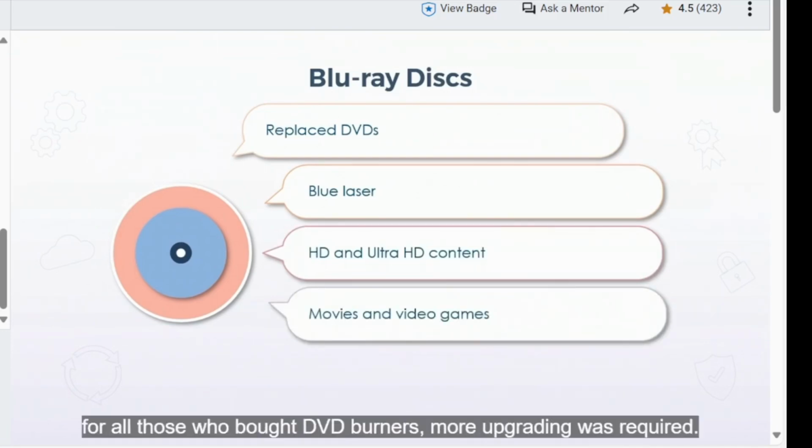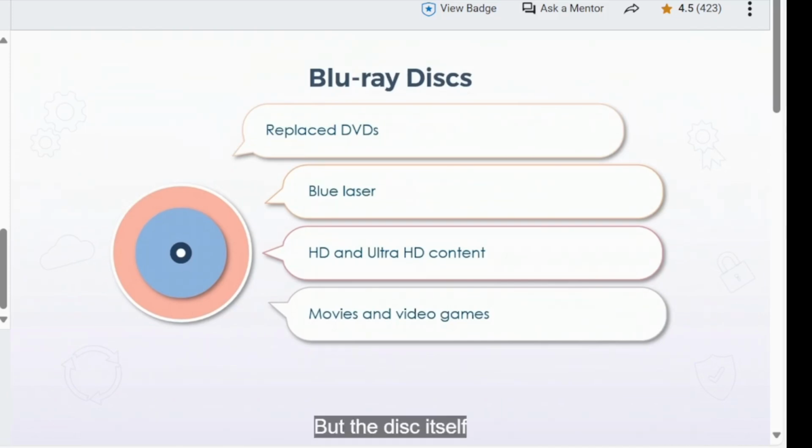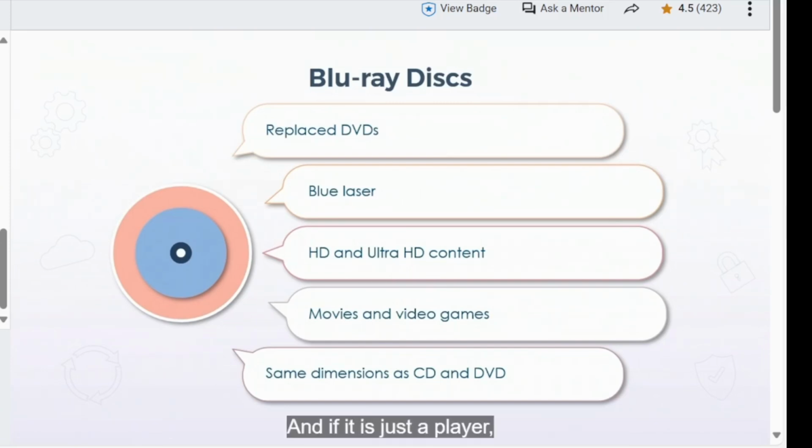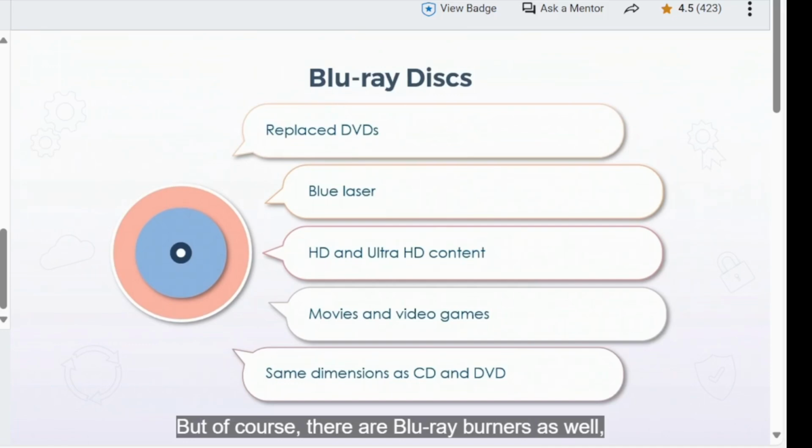Once again, though, for all those who bought DVD burners, more upgrading was required, but the disc itself was still the exact same size as both predecessors, so most Blu-ray players also include a red laser, making them backward compatible with DVDs and CDs, but that would be dependent on the manufacturer. And if it is just a player, in other words, not a burner, then of course you can read from all, but you can't write to any formats. But of course there are Blu-ray burners as well, but many of us likely have a Blu-ray player only in our entertainment centers right now.